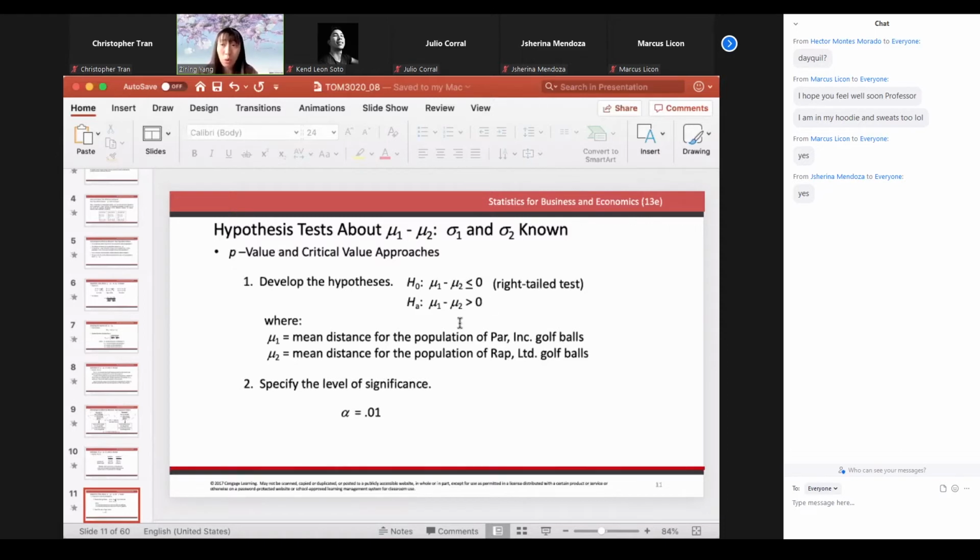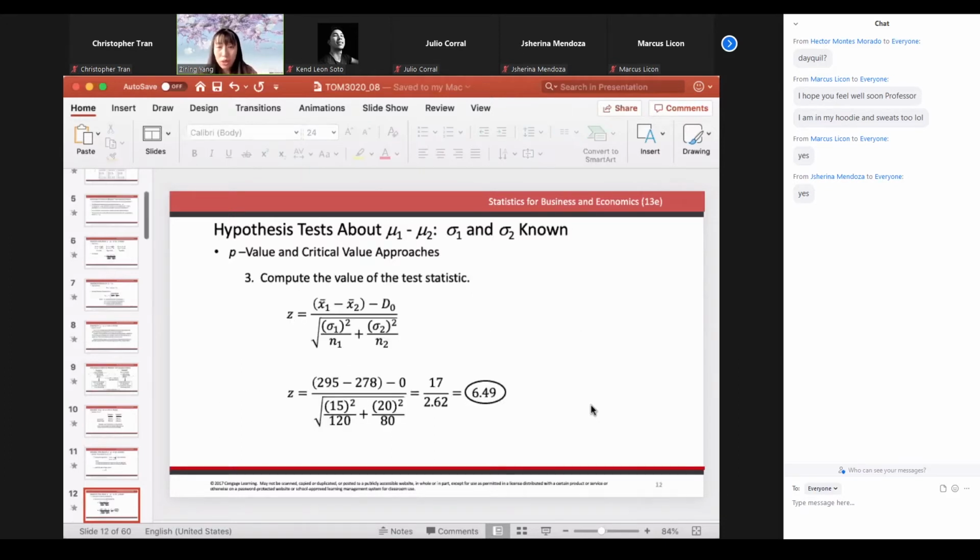hypothesis formulation will be quite similar to what we learned before. Significance level is always given. And then when we get to step 3, just plug in the numbers in the formula. The numerator is always the sample mean comparison. The hypothesized population mean difference is always 0. And then just put together the population standard deviation and sample size from the two groups of numbers. Then we got our z-score.